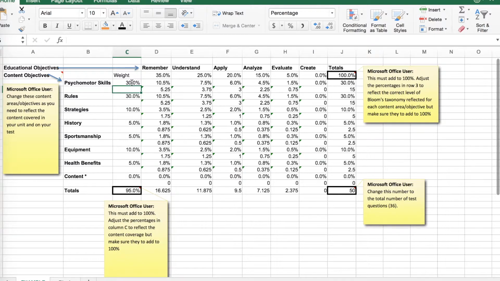So you see I just changed that there. It changes from 100 to 95. If I change it back to 35%, then it changes.